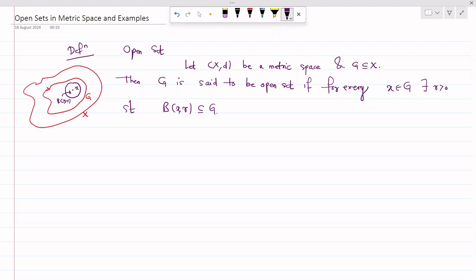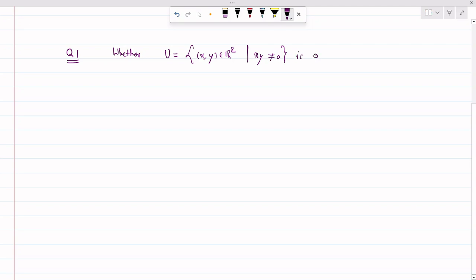Now we'll move to some interesting examples based on open sets. We'll try to identify how we can prove whether a given set is open or not. So let me write question 1. The question is this: we have to identify whether U equal to the set of all ordered pairs (x, y) belongs to R2 such that x times y is not equal to 0 is an open set. So that's the question, whether this given set is an open set. Okay, so let's go for a solution of this.